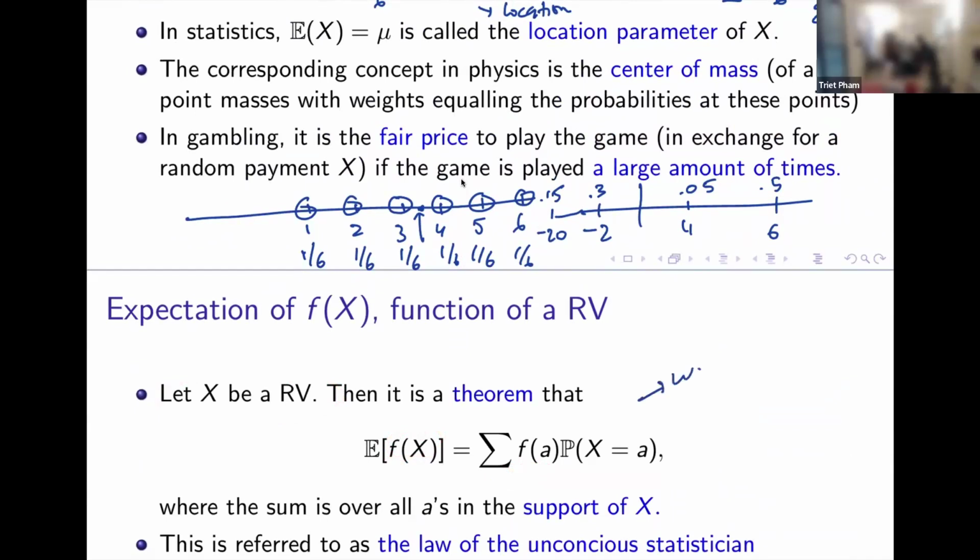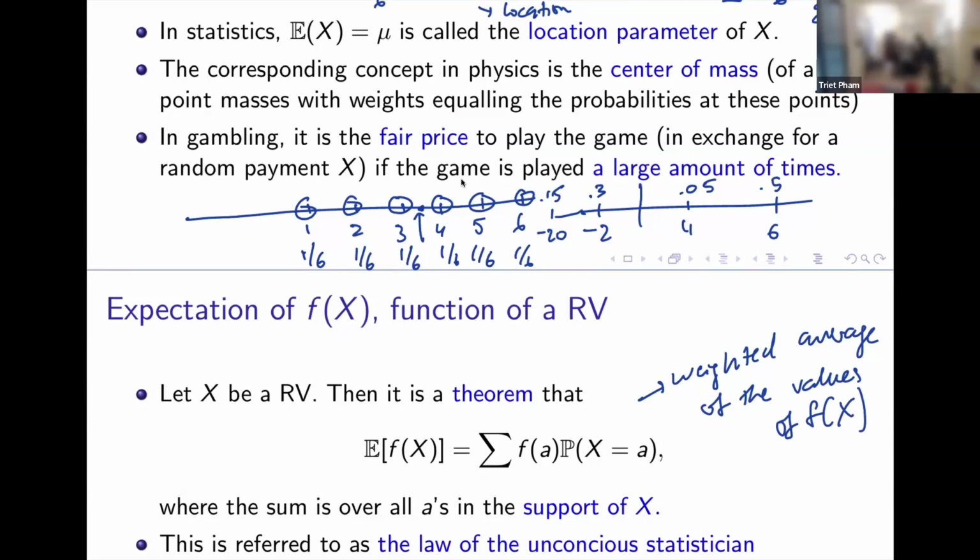So again, this looks super intuitive. This is the weighted average of the values of f of x. What are the weights? The weights are the probabilities of x taking on those values. So what's more intuitive than that? But yet this is not obvious, as in it's a theorem, meaning that it needs to be established that it is true.